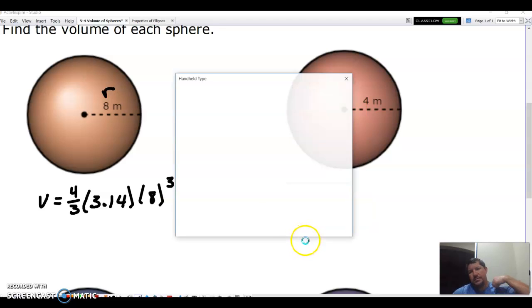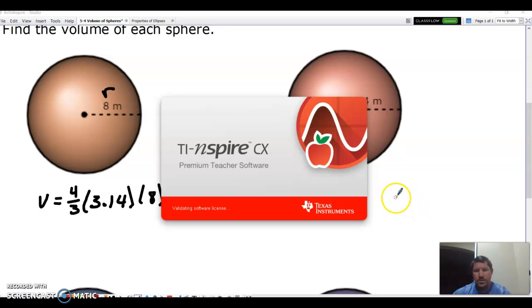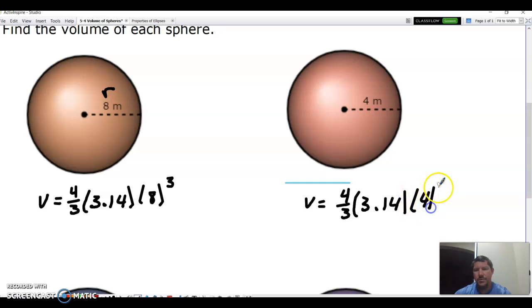Let me get the calculator up. While that's coming up, I'm going to write the rest of these real quick, and then we will find them. So this one is volume is equal to 4/3 times 3.14 times 4 cubed.